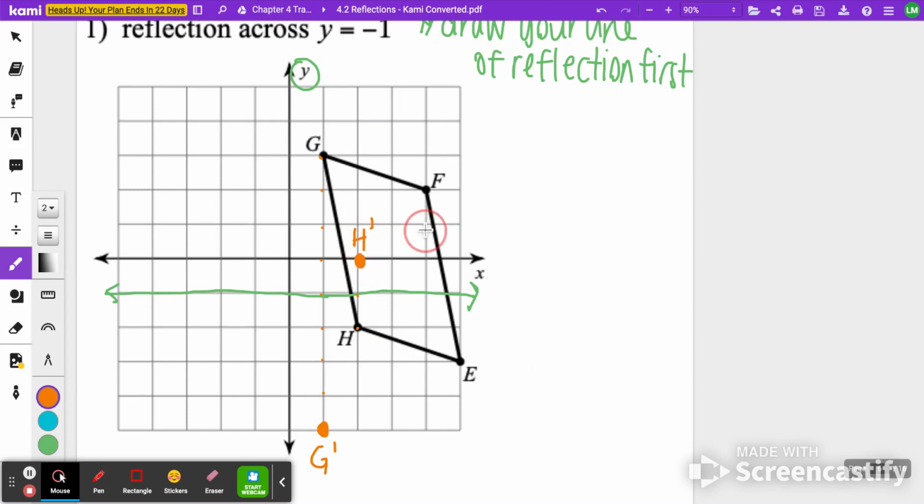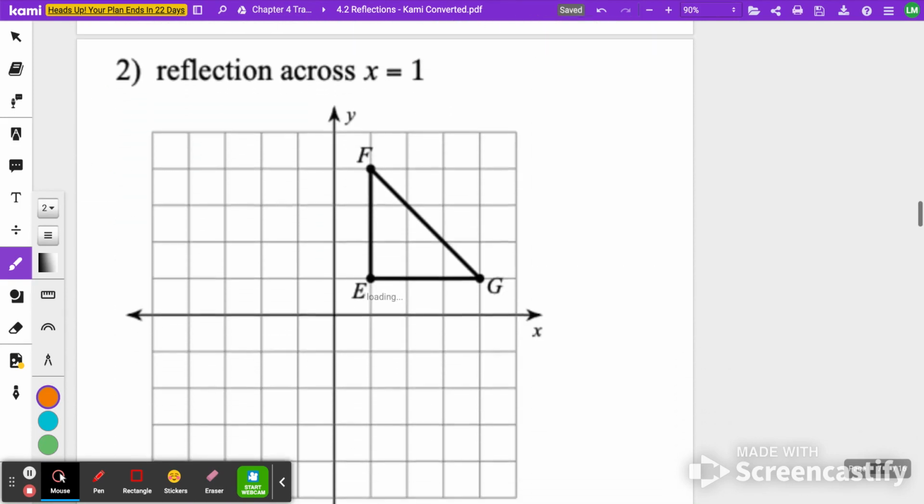F is 1, 2, 3 steps away. So I go 1, 2, 3 in the other direction for F prime. And then E is 1, 2 steps away. So again, 1, 2 steps on the other side of the reflection line. Then all I do is connect my points to make my reflected image.